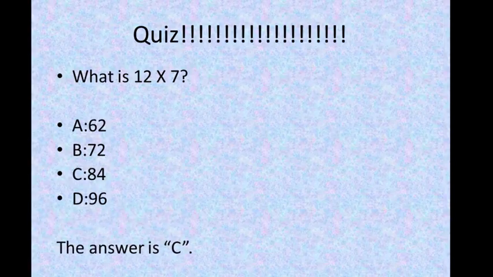The answer is C. And if you saw it from earlier, I was just testing to see if the delay was working, but if you cheated, you know what? Just do 12 times 7 on paper, and then you'll find out it is 84.